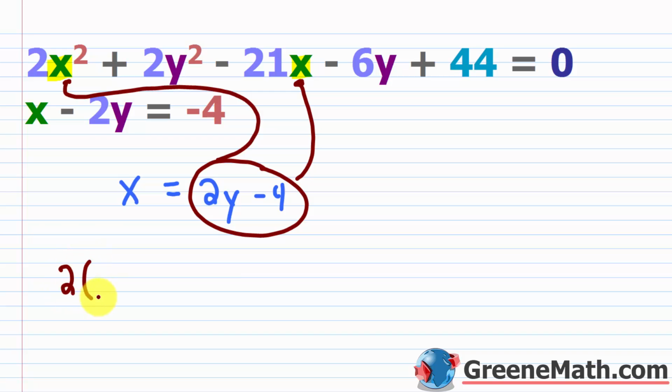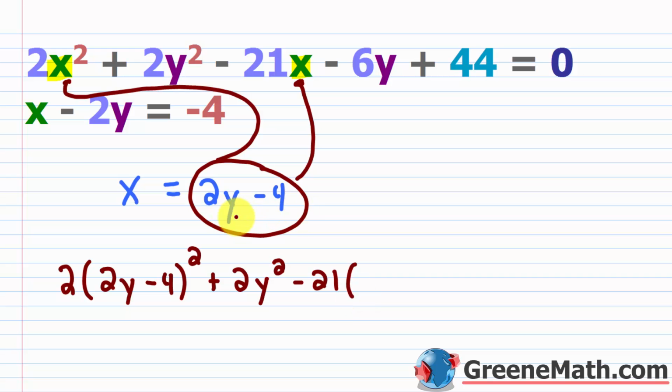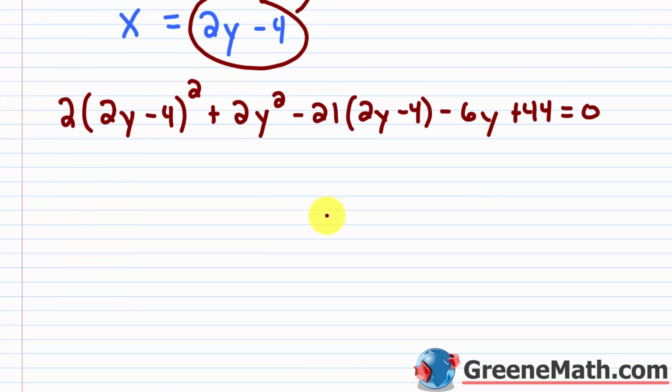So I would have 2 times, and I've got to use parentheses here because I'm plugging in and it's squared, so 2y minus 4, that quantity is squared. And then plus 2y squared minus 21 times, again, use parentheses when you're plugging in, so 2y minus 4. And then minus 6y plus 44 equals 0. The common place where you'd make a mistake is to not use parentheses, so make sure you do that. Once we have it set up, it's very straightforward. You just have to do a lot of simplifying, which can take some time.